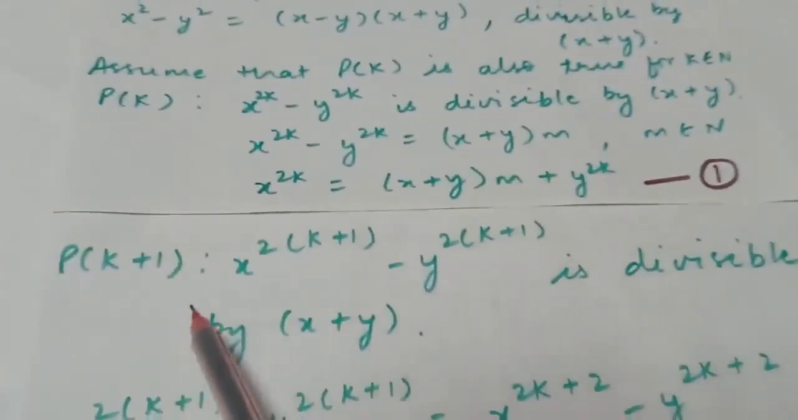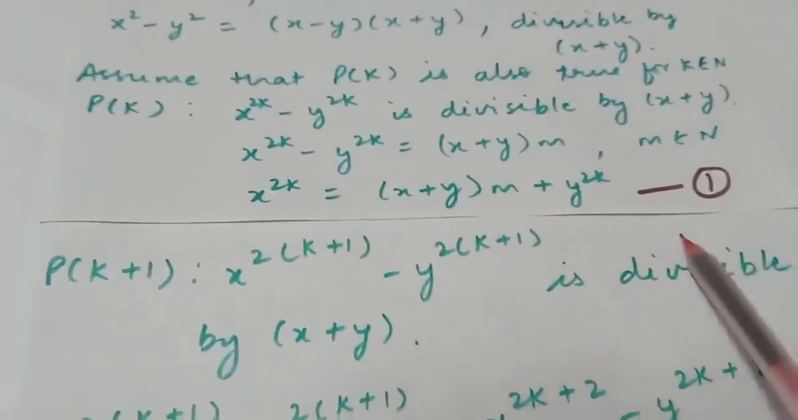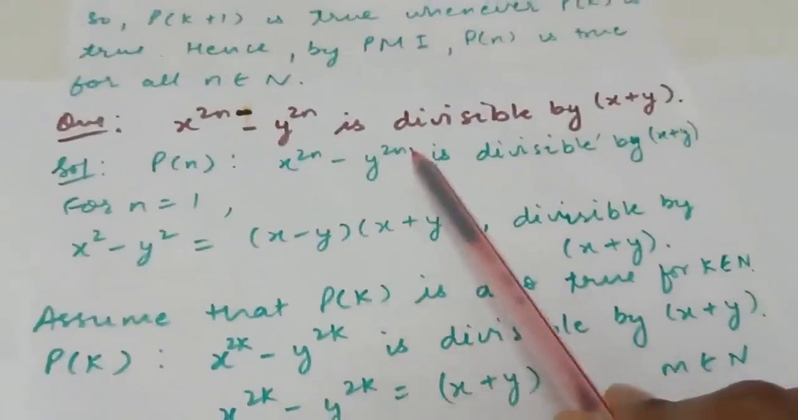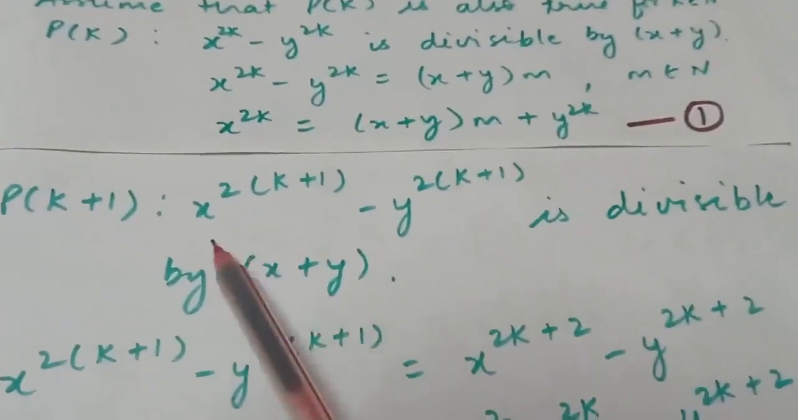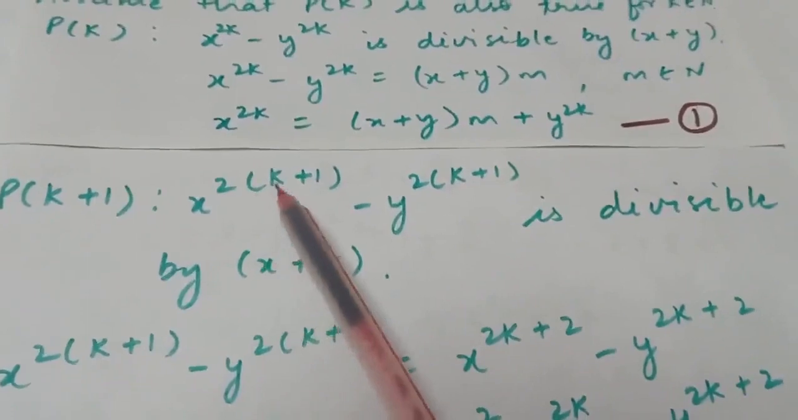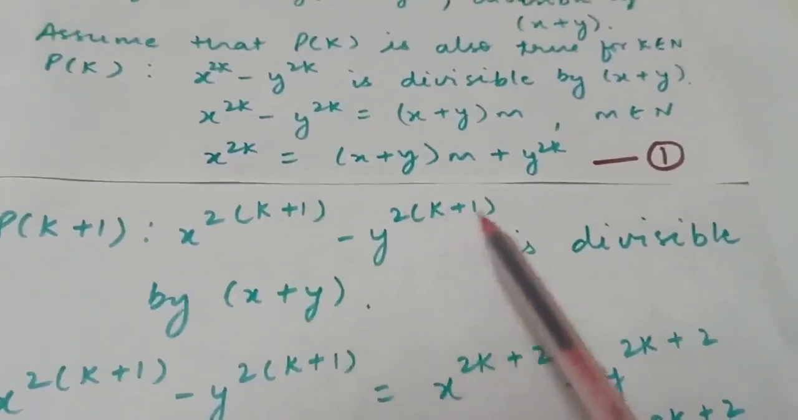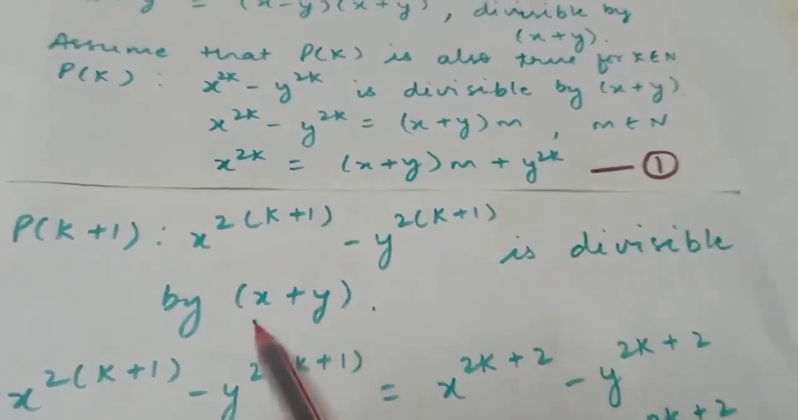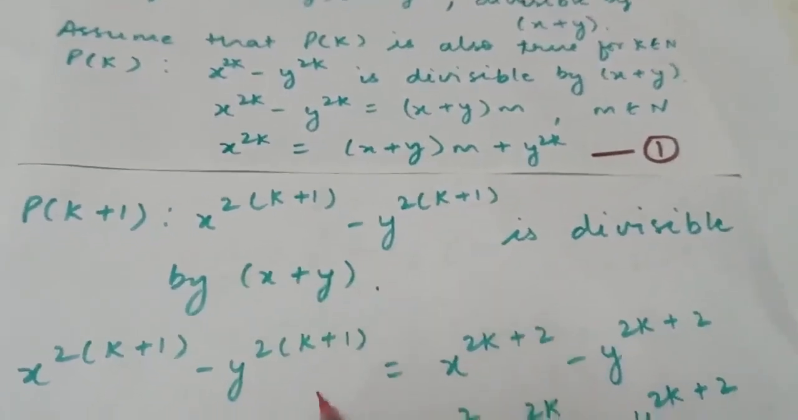So Pk plus 1. I have skipped that statement that we will show that Pk plus 1 is true, but you have to write that. So Pk plus 1 will be, in place of n put k plus 1: x raised to the power 2 into k plus 1 minus y raised to the power 2 into k plus 1, mind the brackets here, is divisible by x plus y. This is what we want to show. So we will take this term as it is.